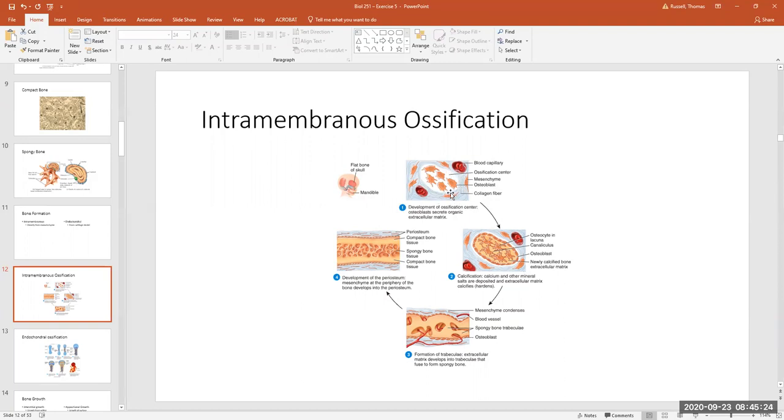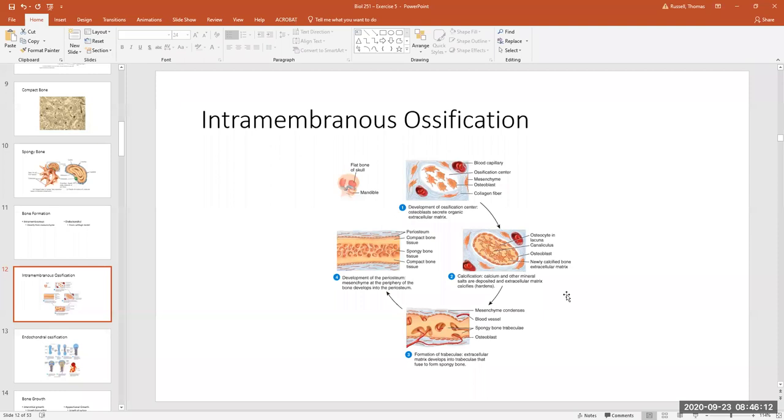Now that bony matrix that forms is not a true bony matrix yet, it's more pliable. There are a lot of collagen fibers in there, which forms a connective tissue membrane. That's where intramembranous comes from. It forms a connective tissue membrane predominantly of collagen fibers first. However, the next stage of bone formation for flat bones is where the calcium salts and the other trace minerals get deposited around the collagen fibers in that connective tissue membrane. That's called calcification. So calcification is the hardening of bone tissue.